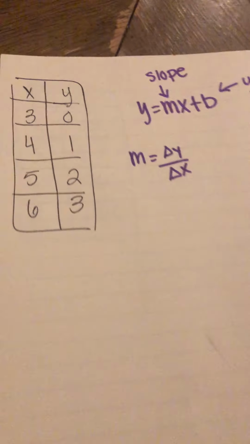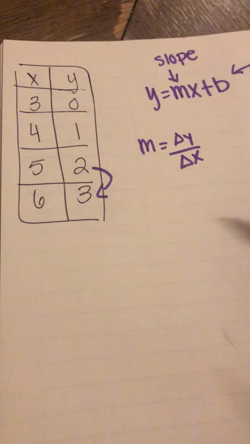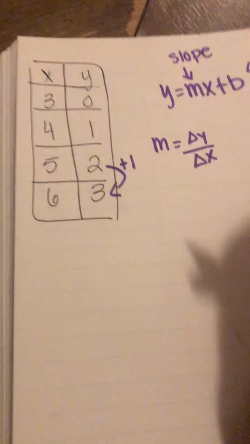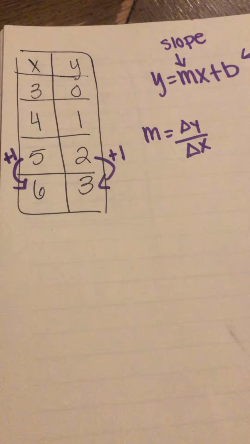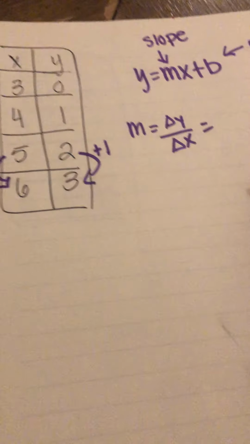What we're going to do first is find slope. Since slope is our m, that means it's going to be our change in y over our change in x. So when I come over here, I'm going to look at my y. I can see I went from 2 to 3. When you go from 2 to 3, you're adding 1. I went from 5 to 6. How do I go from 5 to 6? Well, I'm adding 1. But I'm not done yet.